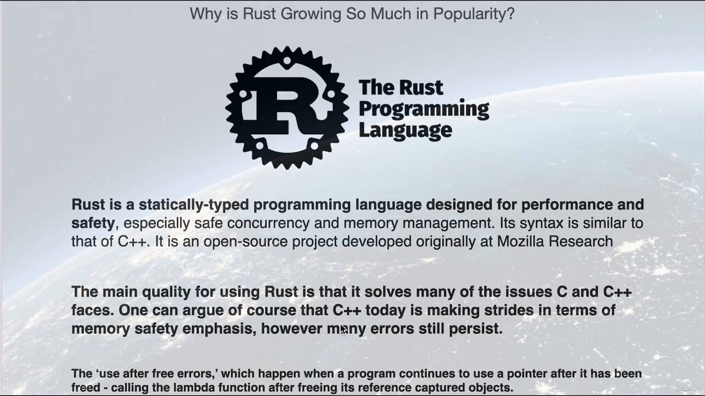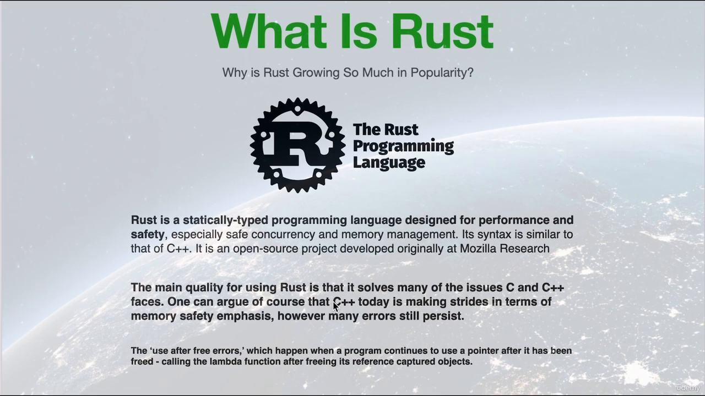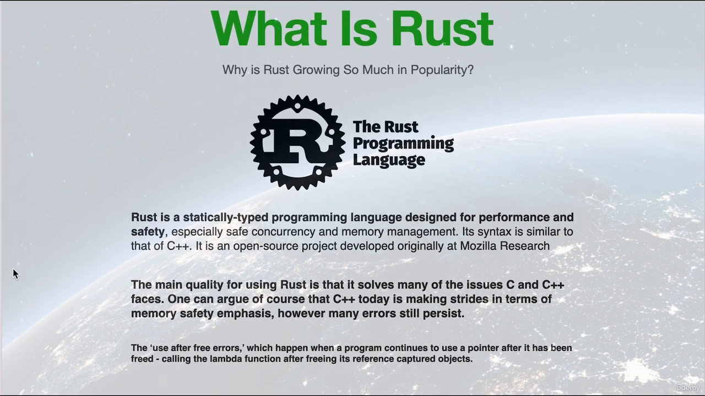For example, the use after free errors. That happens when a program continues to use a pointer after it's been freed, and you get that calling the Lambda function after freeing its reference captured objects. And so there are still many issues that persist, of course.